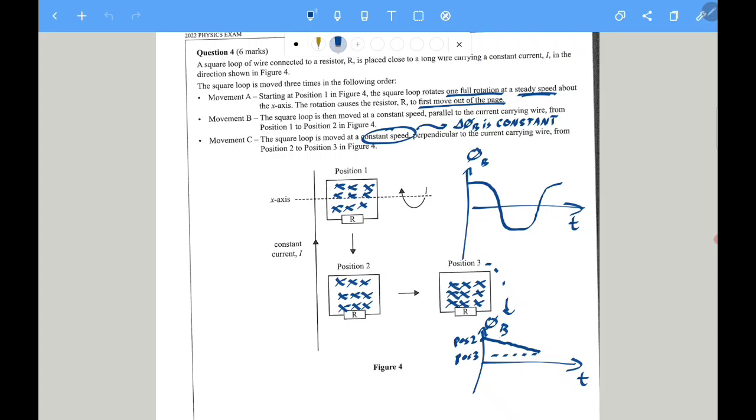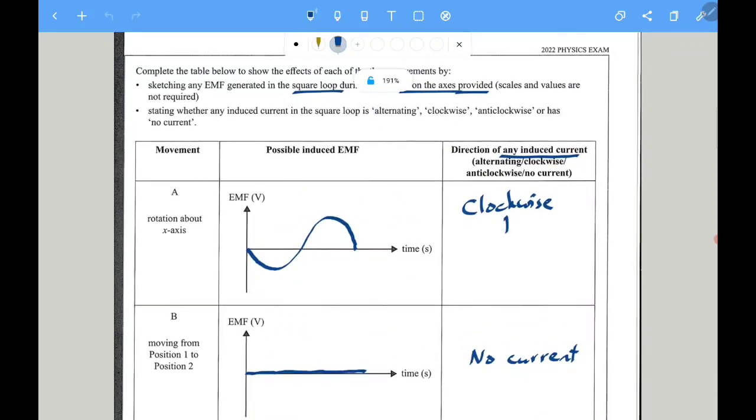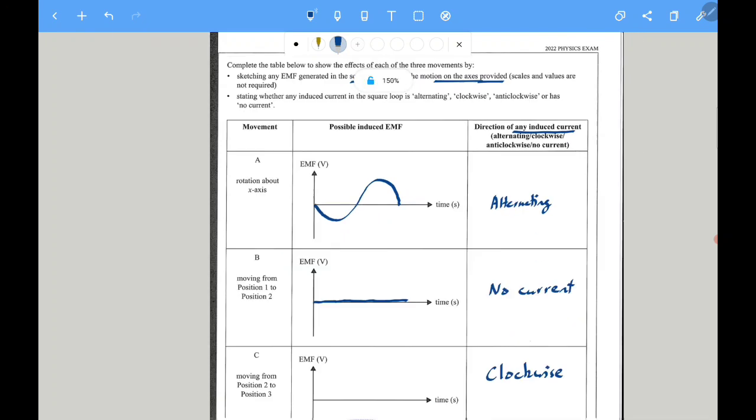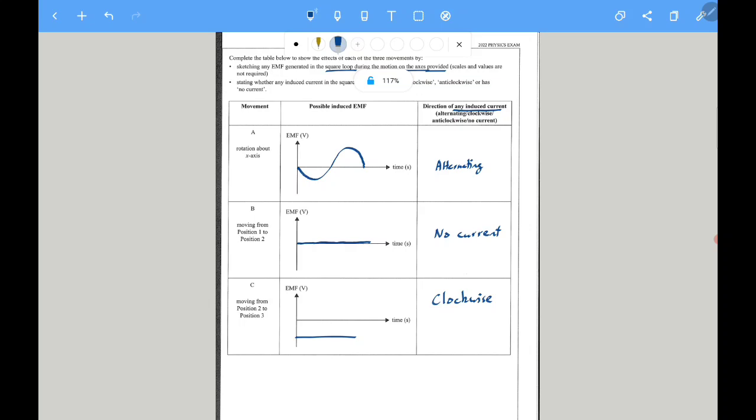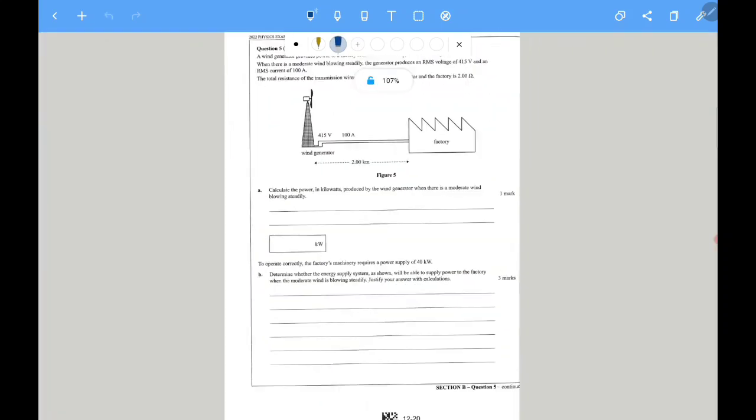So our current actually swaps direction as well, believe it or not. So we are going from clockwise to anti-clockwise, right, to clockwise and back to anti-clockwise. So in this case, on second thought, our answer is actually alternating, so we produce an alternating current. You can also just directly get the answer just looking at the diagram where it looks like an AC generator. So that is the answer.